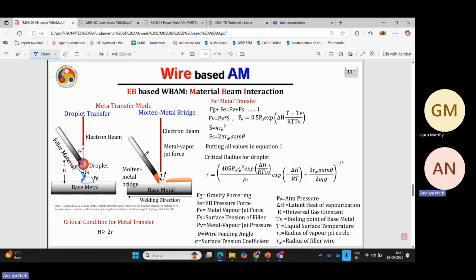Another one can be that the wire is so close that, due to surface tension, when this droplet is coming, it will form a bridge with the previously deposited droplet on top of the substrate. As a result, because of the surface tension, this molten metal will be transferred and deposited.